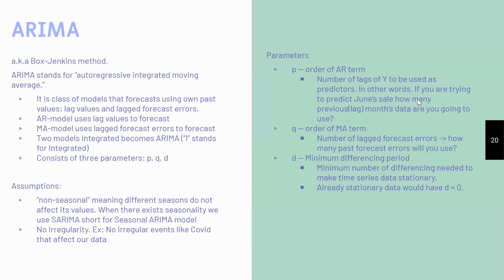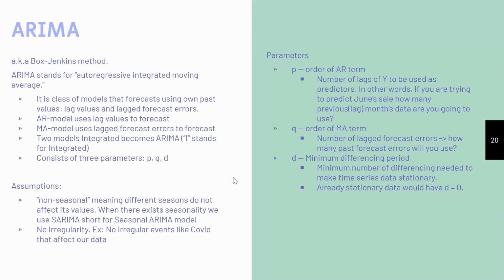It's the number of lags of Y to be used as predictors. In other words, if you're trying to predict June sales, how many previous months of data are you going to use? Q is the order of the MA term, the moving average term: the number of lagged forecast errors. How many past forecast errors will you use? And D is the minimum difference period, the minimum number of differences needed to make the series data stationary.